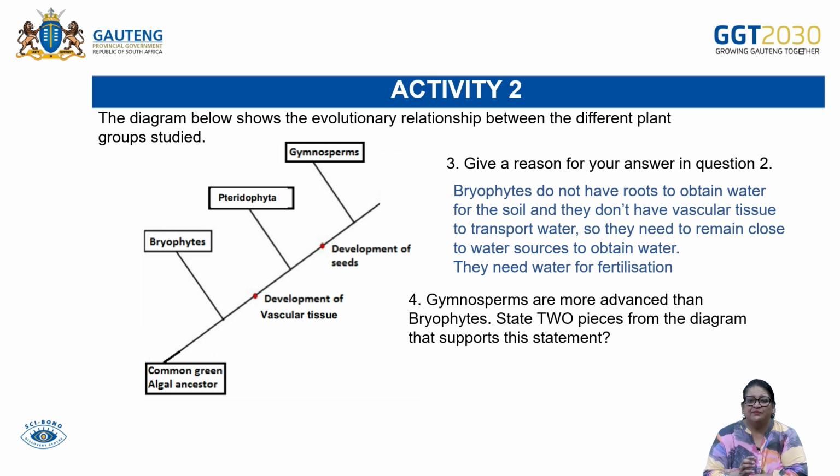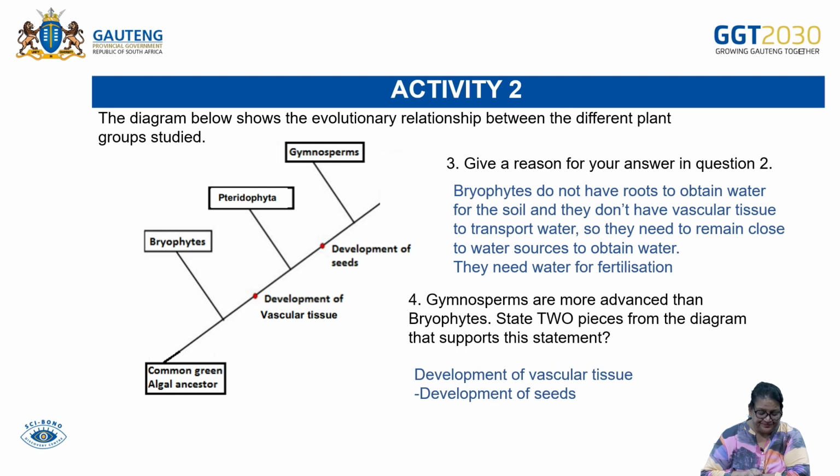State 2 pieces from the diagram that supports the statement. So what are the things that make your gymnosperms far more advanced than your bryophytes? See, that's your bryophytes. The algae gave rise to bryophytes. But now for gymnosperms to form, there was an evolution, there was a change, there was a process. There was the development of vascular tissue, and there was the development of seeds and less dependence on water. So the development of vascular tissue and seeds were the two things that made the gymnosperms more advanced.